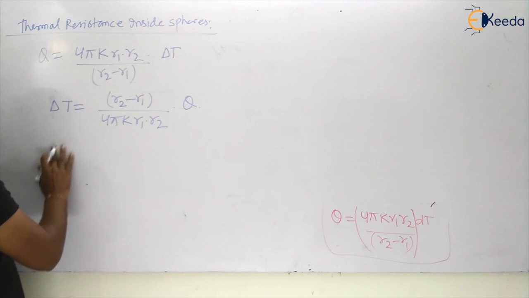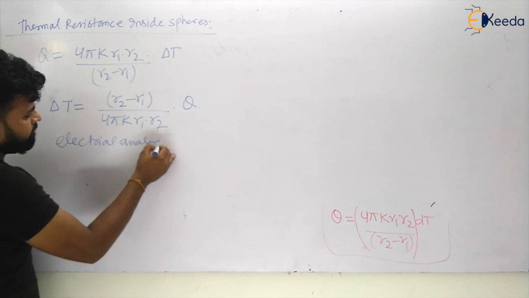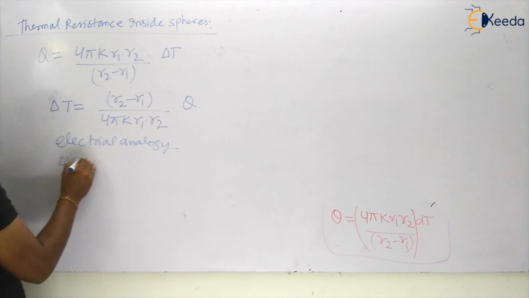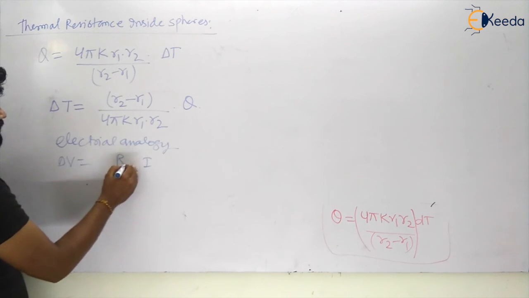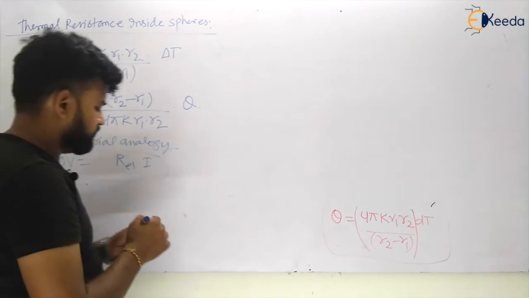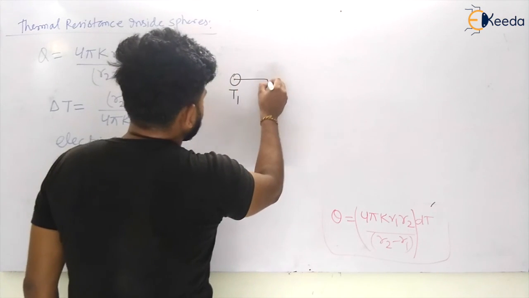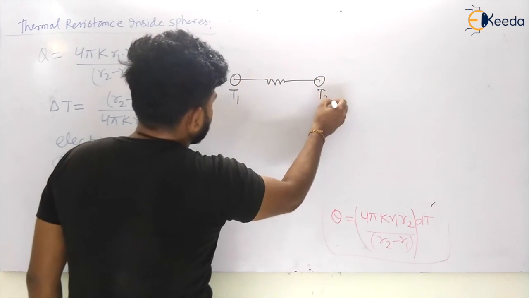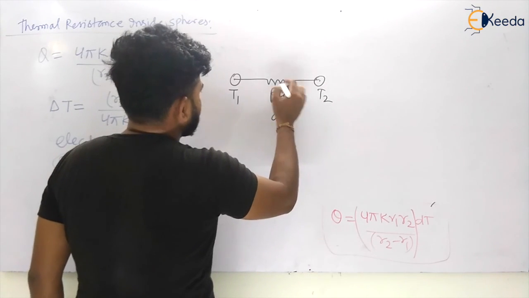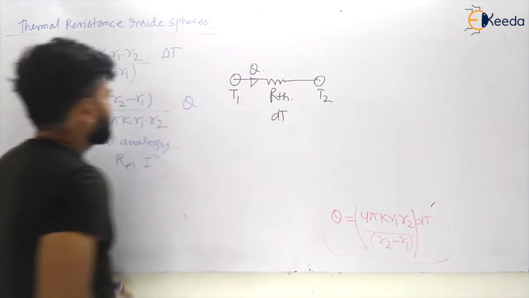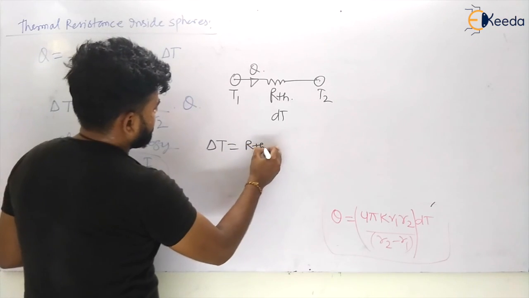So what is your voltage? If I do the electrical analogy here, delta V is equal to I into R. So if I have thermal, what will be there? If there is a temperature difference from T1 to T2, that is like a voltage difference. Delta T is like a voltage difference, there is some R thermal, and some heat is flowing in this. So if I compare, I will have delta T is equal to R thermal into Q.